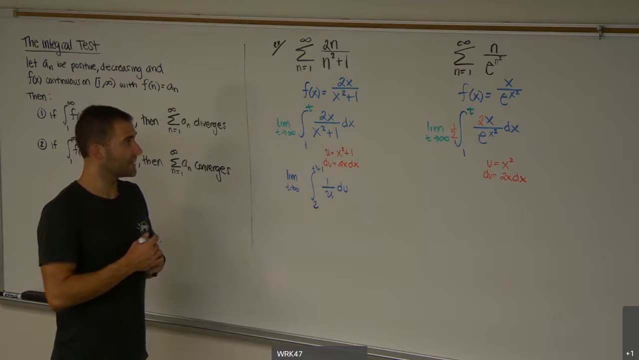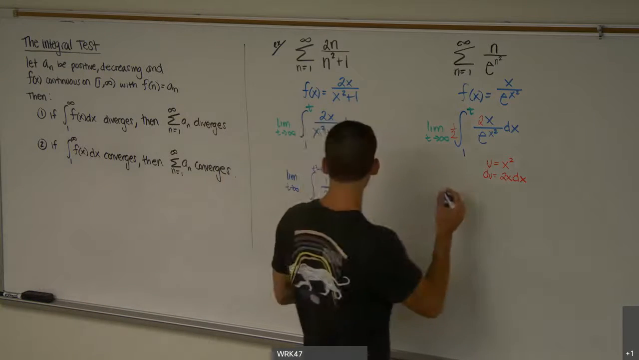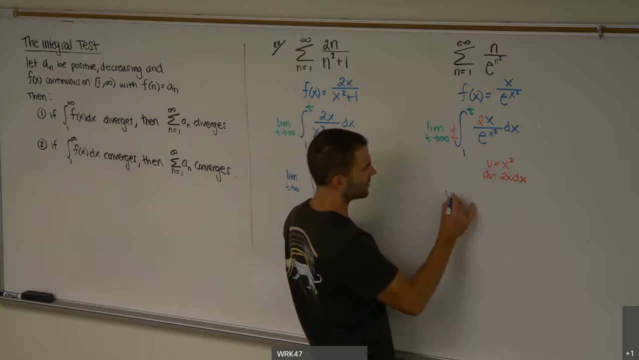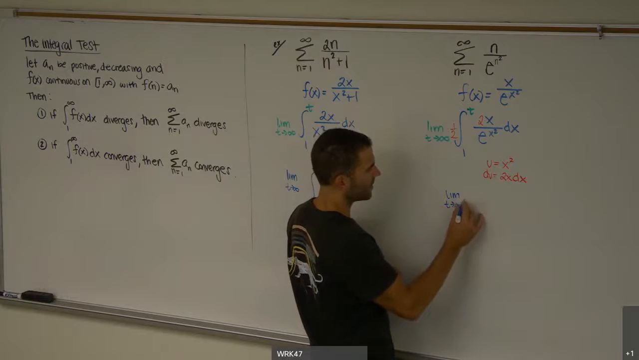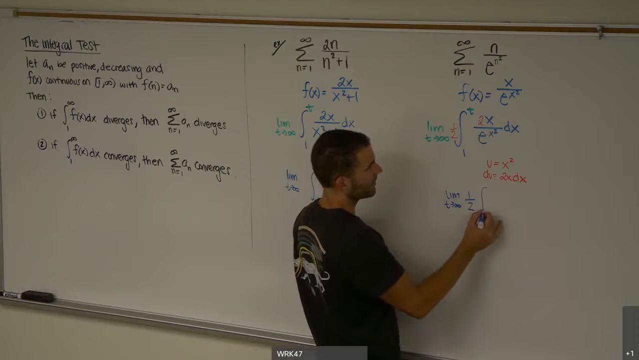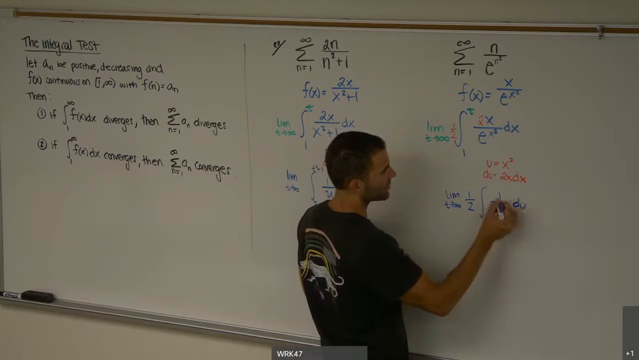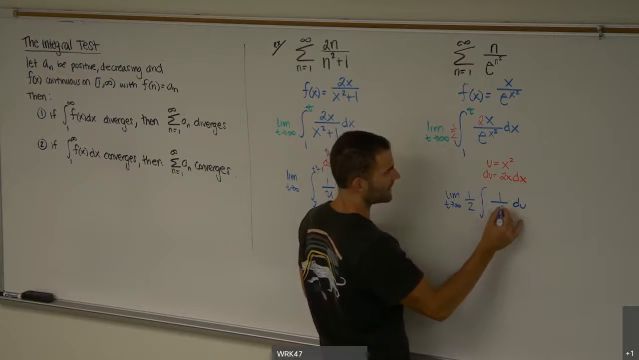So when x is t, we get t squared plus 1. Same thing over here. We'll do our substitution. We get the limit as t goes to infinity. We have a 1/2 out front because of the lack of the 2 right here. The 2x dx becomes 1 du, and again we get the same type of integral, 1 over, but not 1 over u, 1 over e to the u.